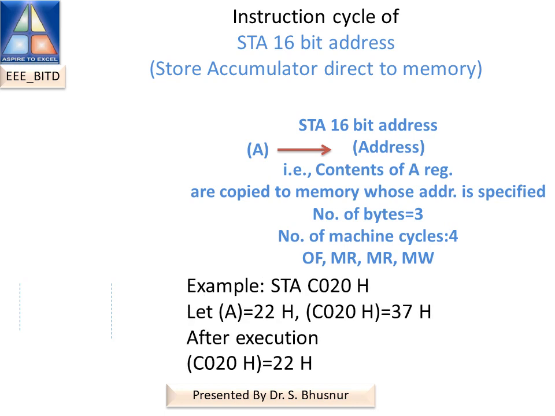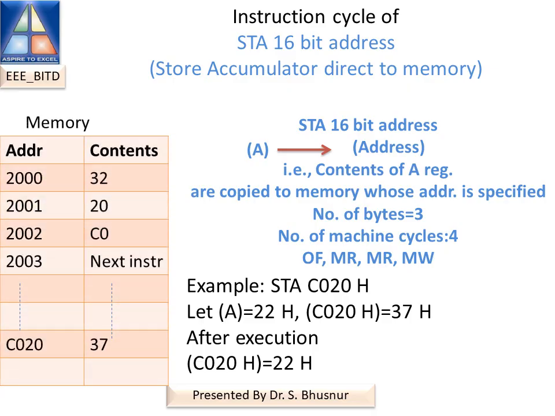If you say STA C020 with A equal to 22, then after STA C020, whatever was present in C020 will be overwritten by the contents of the accumulator. As far as this example is concerned, it is 22 that will be available in C020H after the STA C020 instruction is executed. Suppose 37 is the content of C020 prior to the execution of the STA C020 instruction, then it will be replaced by 22 after the instruction execution is over.